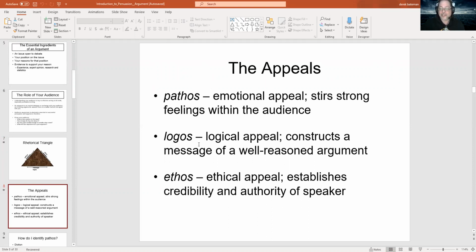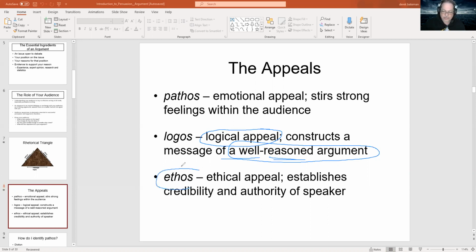Logos, on the other hand, is logical appeal. This you will be engaging in. You want to always be sure that your argument is logical. It makes sense. It constructs a message of a well-reasoned argument. And it's something you want to check and be attentive to when you are doing an outline before you start writing. Does it make sense to you? Is it convincing, or is it really outlandish? If it's really outlandish, better think again.